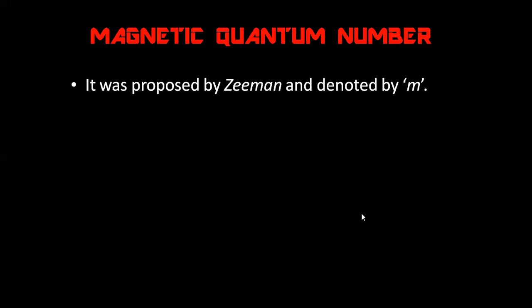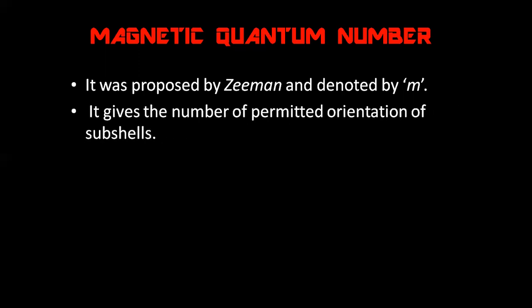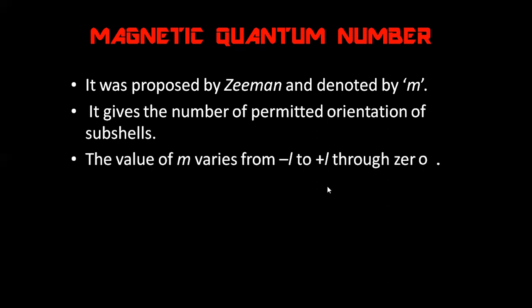Okay, now coming to the third quantum number, that is what we call the magnetic quantum number. So what is the importance of the magnetic quantum number? Remember that it was proposed by Zeeman and is denoted by m. Okay, it gives us the number of permitted orientations of subshells. So how many orientations of the subshells are there? That is given by this quantum number. In very simple words, it will give you the number of orbitals in a particular subshell. And the value of m varies from minus L to plus L through 0. So always remember that. That is the range.